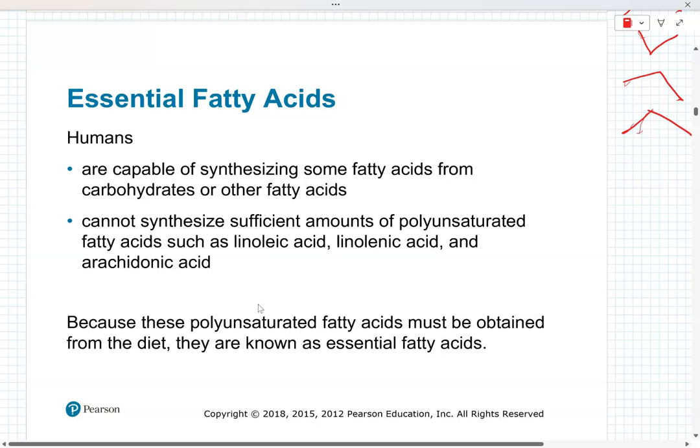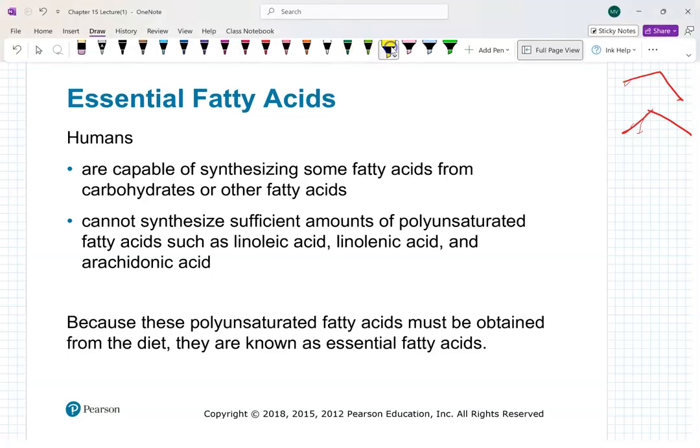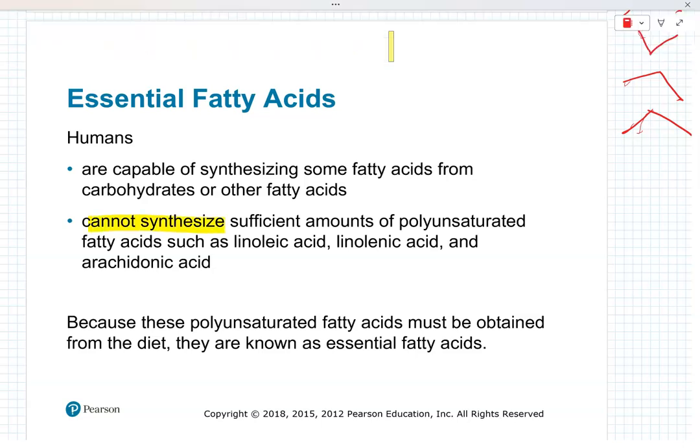But I just want to mention that there are some fatty acids that we can synthesize and some fatty acids that we cannot. Okay? For the most part, we cannot synthesize a bunch of polyunsaturated fatty acids. Now, polyunsaturated, multiple double bonds, are they kinked? I'm asking you, are they kinked? Multiple double bonds.